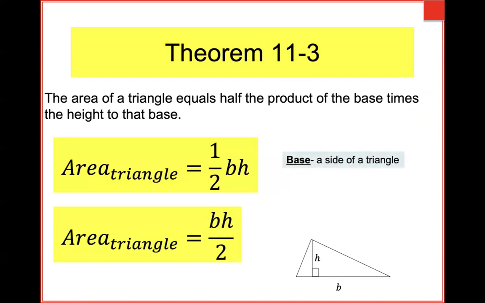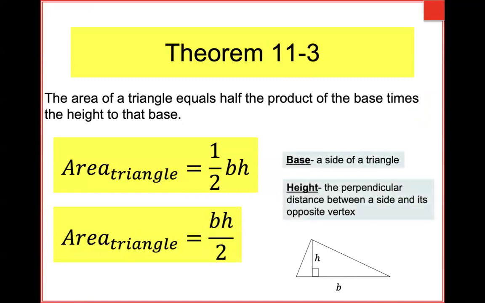All right, just remember the base could be any one of the sides of the triangle, but then the height is that perpendicular distance between the base and the opposite vertex. My line there isn't drawn perfectly. You can see it's off just a little bit for that H. Should go right through the vertex.